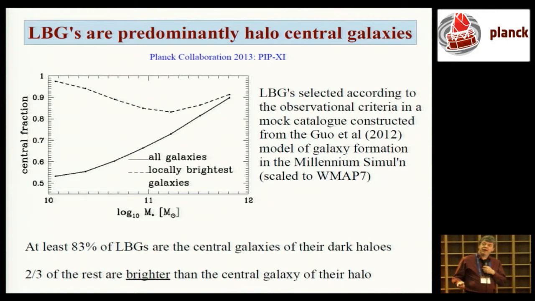So this is now the stellar mass of the galaxy, and this is the fraction of them which are, in the simulation, the central galaxy of their dark matter object. If you make no selection, then at the high mass end they're still always the central galaxy, but at the low mass end, only roughly half of them are the dominant galaxy in their halo. When you make this selection to be locally brightest, then always more than 83% of them are in fact the central galaxies of their halos.